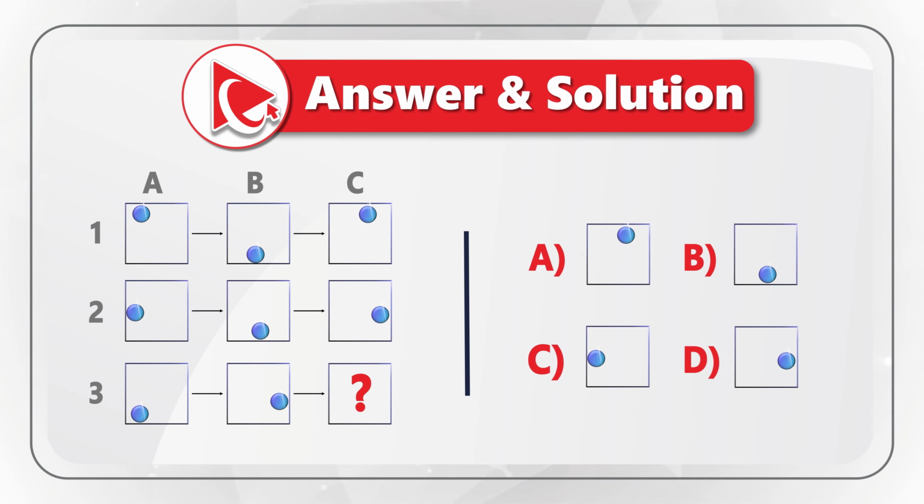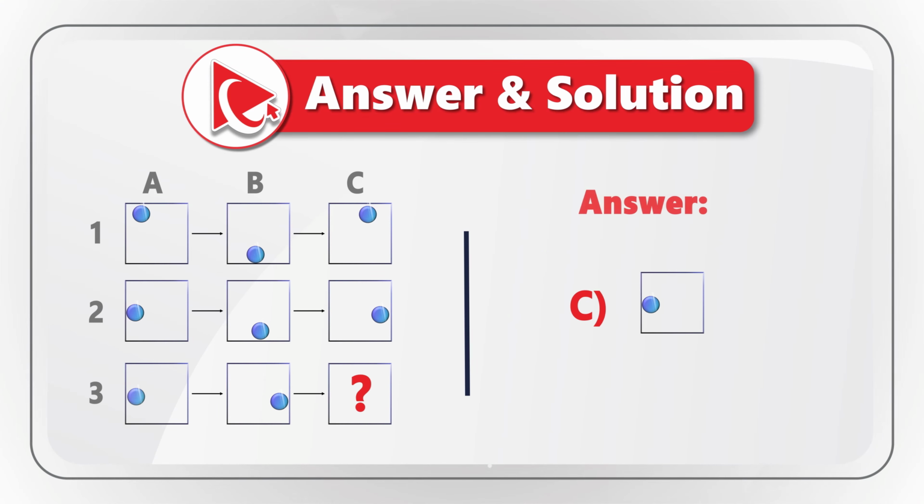If you look closely at the picture, the ball in the row 3 moves from the position 1 to the position 2, and then to the position 3. So the correct answer here is choice C.